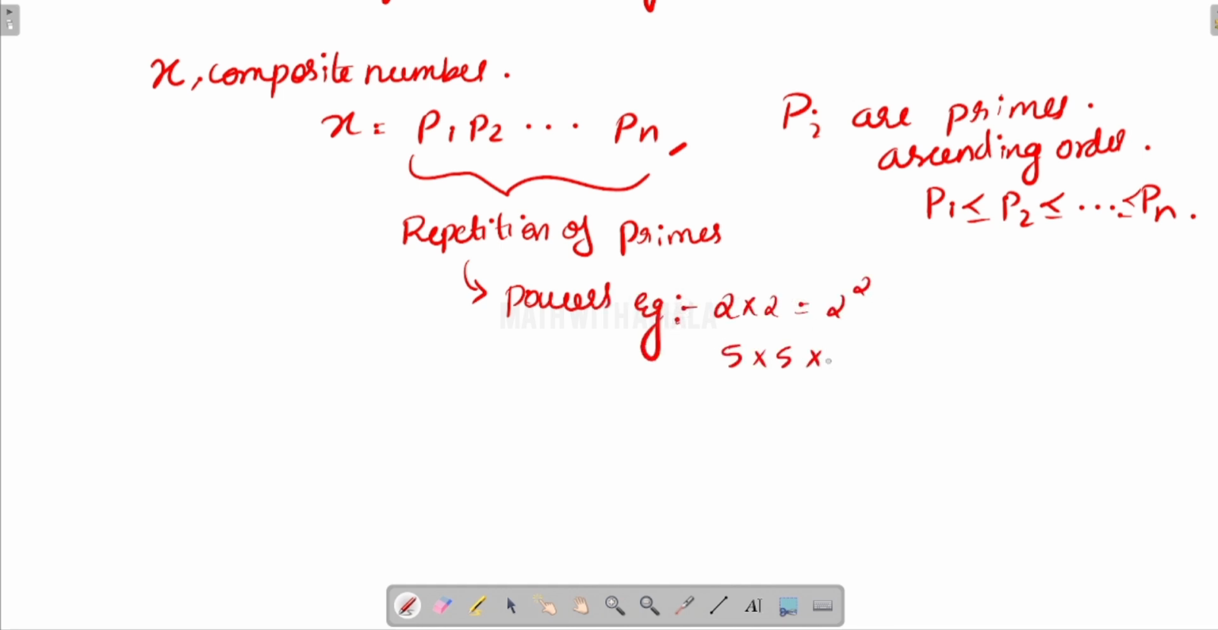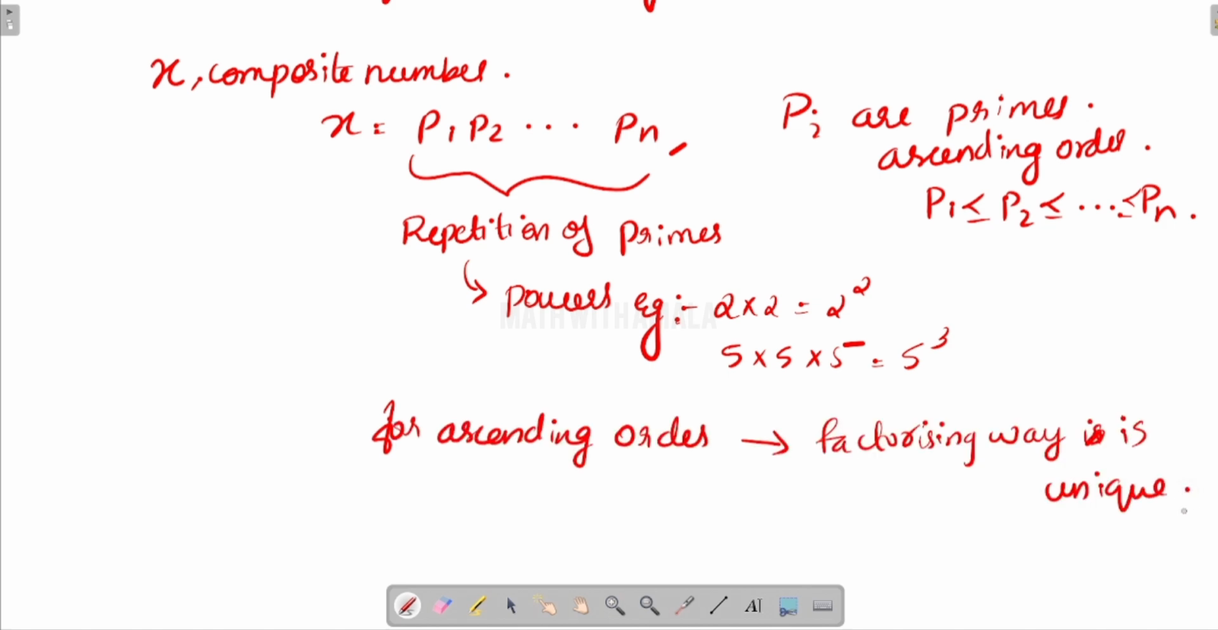In this p1, p2, etc. pn, you may have some primes repeated, so you can give them as powers. If 2 into 2 is repeated, you can write it like 2 square. If 5 is repeated 3 times, you can write it like 5 cube. Thus, in general, for ascending order, the factorizing way is unique always.